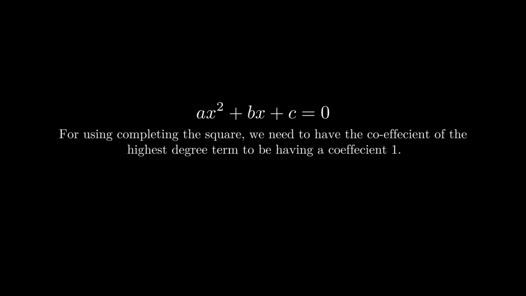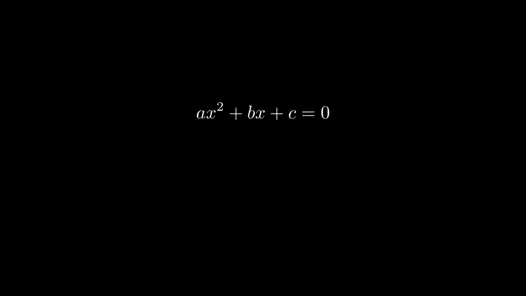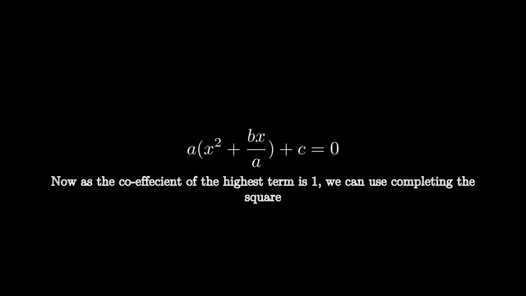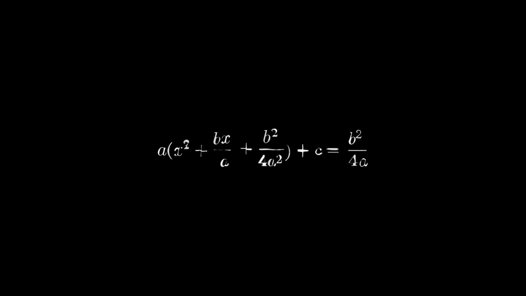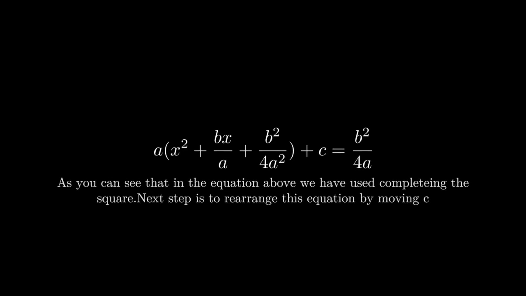For using completing the square, we need to have a coefficient of 1 for our highest degree term, which in this case is x squared, but we have a as the coefficient of x squared. We have factored a from the first two terms. Now as the coefficient of x squared is 1, we can use completing the square. Now as you see, we have used completing the square to get this equation.